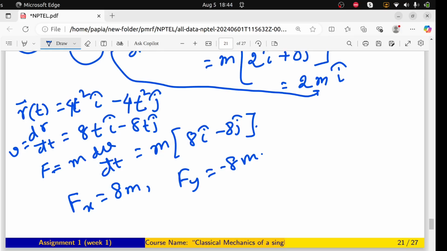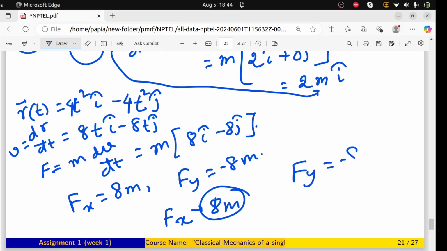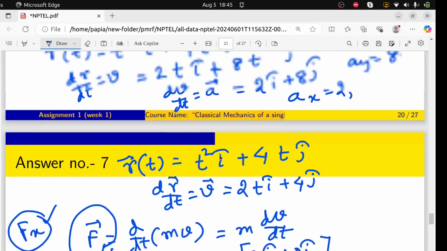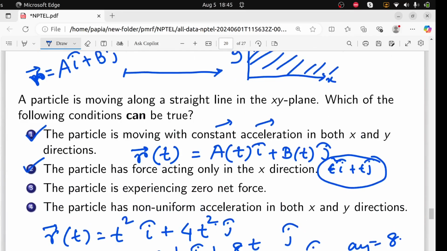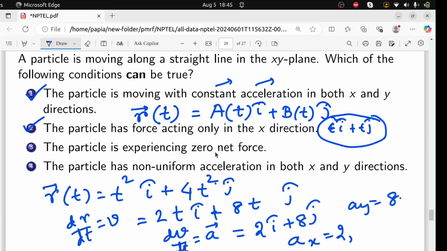Now the total net force is what? Along the x-axis it is coming as 8m and along the y-axis it is coming as minus 8m. But the total F is like 8m (i cap minus j cap). So total net force cannot be 0 here.